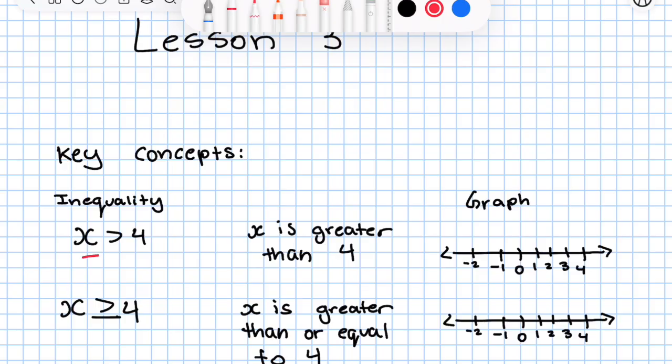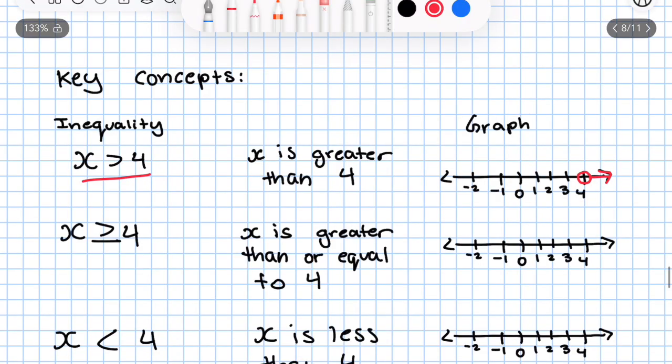So first, you might have come across this, and this is called x is greater than 4. We're going to be graphing it as an open circle, and the arrow is going to be pointing towards the greater numbers like 5, 6, 7, 8, etc.